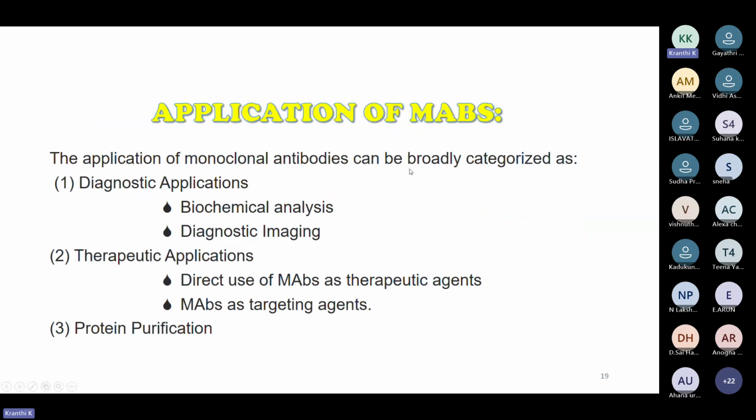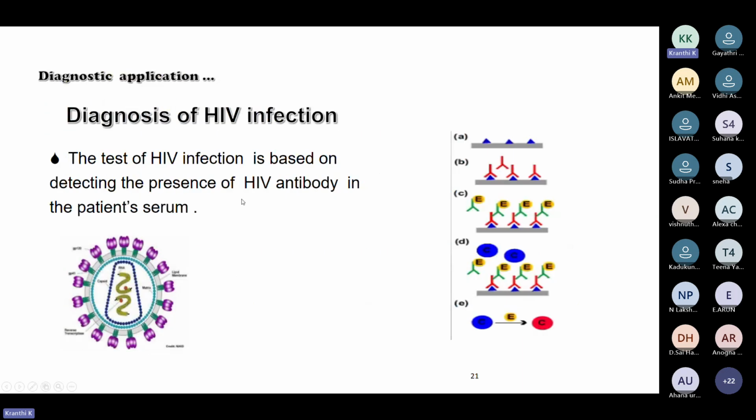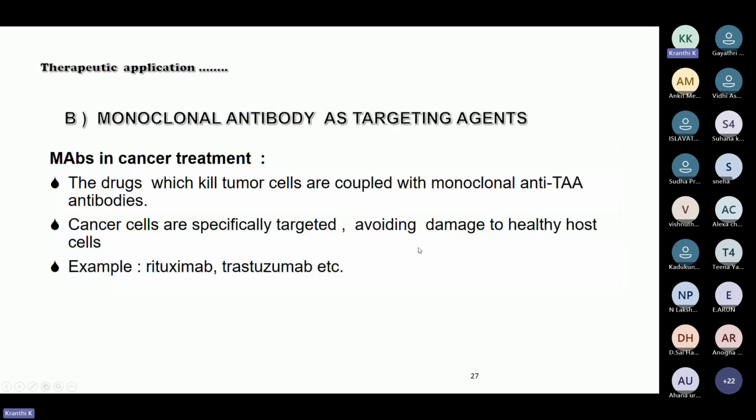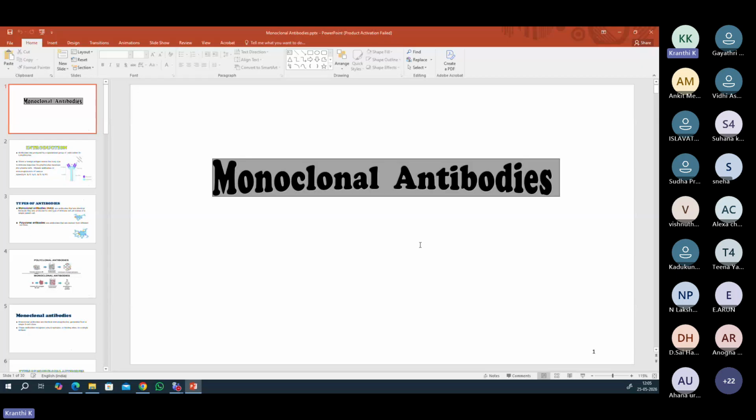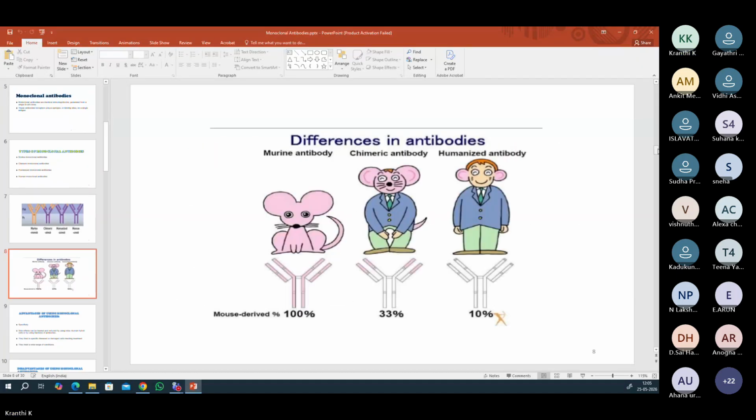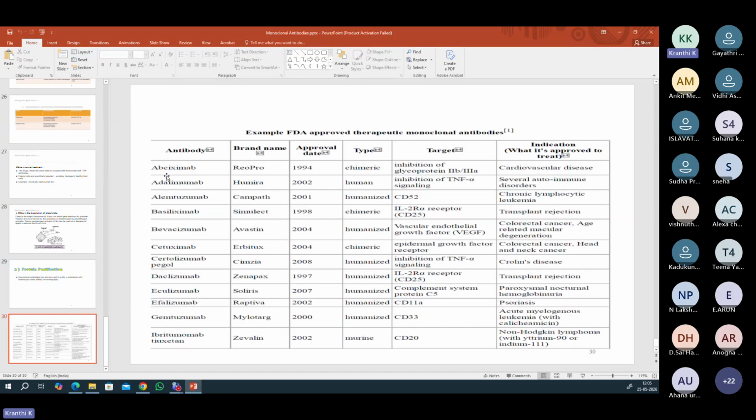Monoclonal antibodies, MABs, mean monoclonal antibodies. Therapeutically you can use them, for protein purification, and for diagnostic applications also we can use them. So these are the different advantages. Okay, just go through this and you will understand. There's a big list also, the use of antibody.